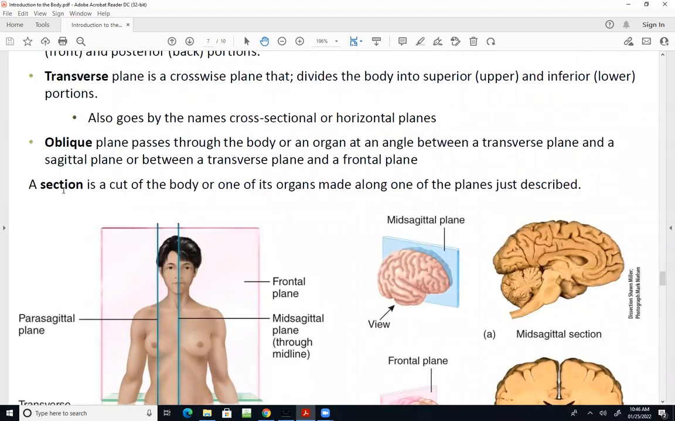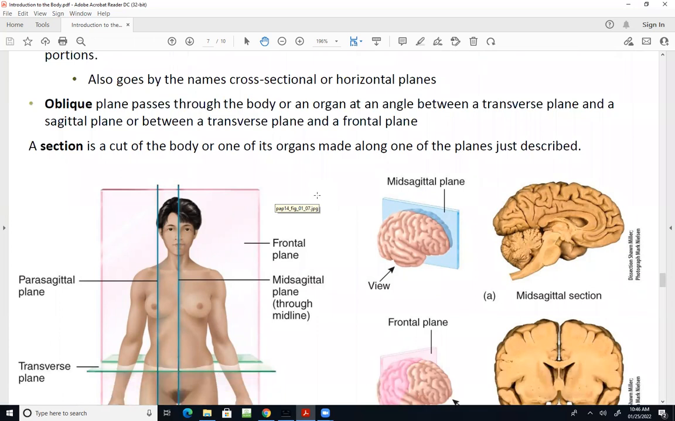What you won't find, and I'm not worried about you knowing these figures, are those that illustrate what's called a section. A section is a cut of the body or one of its organs made along one of those planes just described. So in other words, a way to cut the body, or in this case, the brain. When you do your virtual dissections, you'll be doing cutting, and I say that loosely, but you'll be clicking and it will do the cutting for you along these different planes.